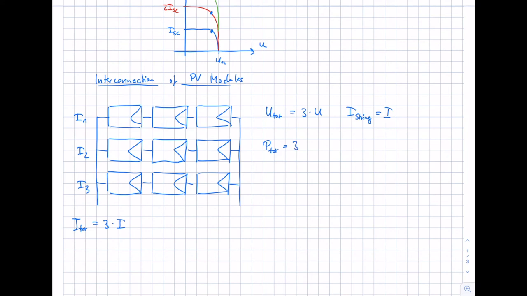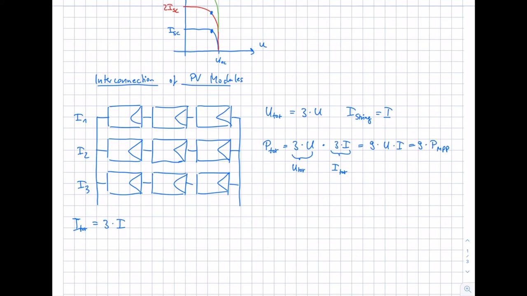That is three times the voltage, because we have three modules in a string, so that is U total, times three times I, because we have three strings, I total, and this is, of course, 9 times U times I, so 9 times PMPP. So, of course, as we have 9 modules in total, the power is increased by a factor of 9, and that gives us a total power of, in this case, 2.7 kilowatts, as one module has a power of 300 watts peak.